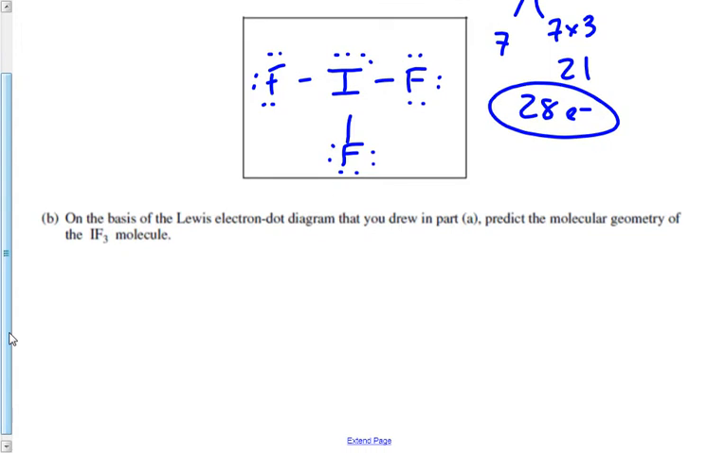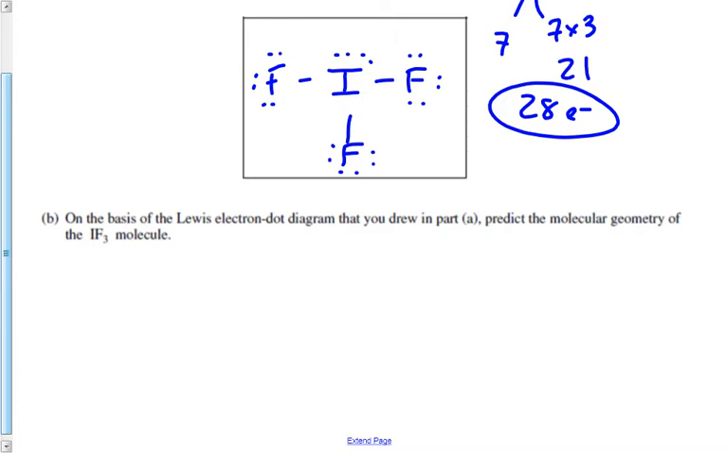On the basis of the electron dot diagram that you drew, predict the molecular geometry of IF3. What's the name of the model for a different 3D instead of the sky? I think you would just say draw the molecular geometry. I've never actually seen on a test where you actually have to draw it. That would be the first time. What is the shape though? Talking about the geometry. Do you remember? It's a T shape.